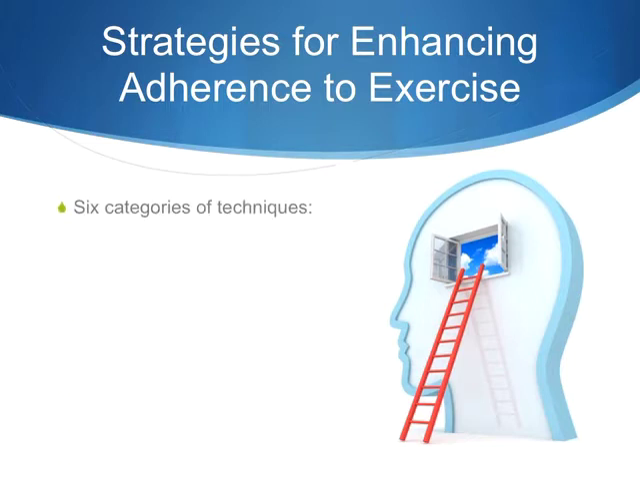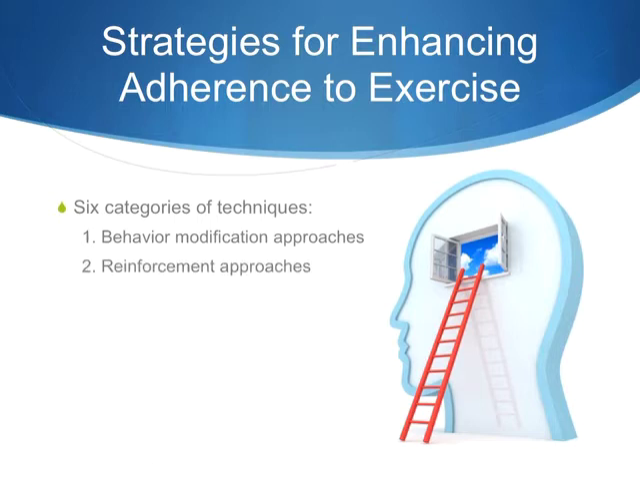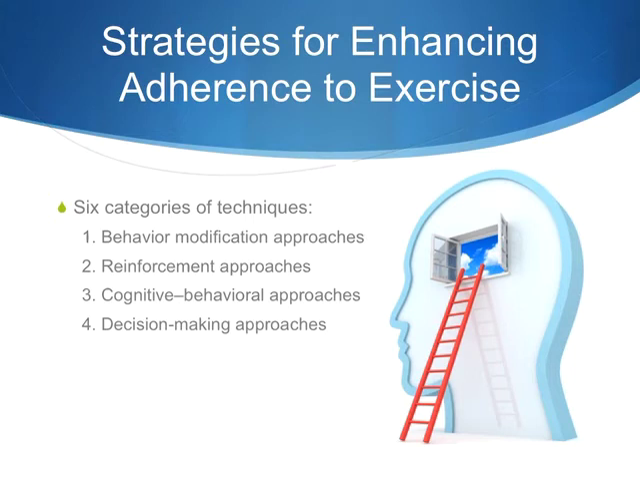And these are 6 categories, but you may have some of your own as well. So this is not intended to be the only 6 types of things you can use. Behavior modification approaches we'll talk about in depth in the upcoming slides, as well as reinforcement approaches. A lot of these things you probably already use, but maybe didn't know that they could be categorized as such. Cognitive behavioral and decision-making approaches, different ways to utilize the thinking mind.